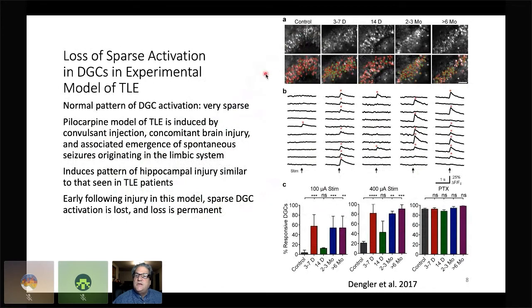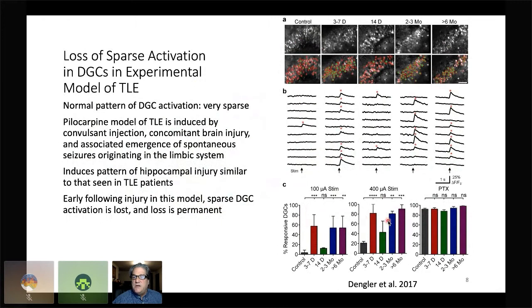If we go and assess the function of these granule cells in this model, before injury and at various time points after injury, what you can see is that in a control situation, when we stimulate the afferent, the perforant path to the dentate granule cells, very, very few cells activate. However, immediately following an injury, and then permanently, there's a loss of this selective activation, and the entire network will activate in response to simple afferent stimulation. And so we've lost the sparse activation properties dramatically.